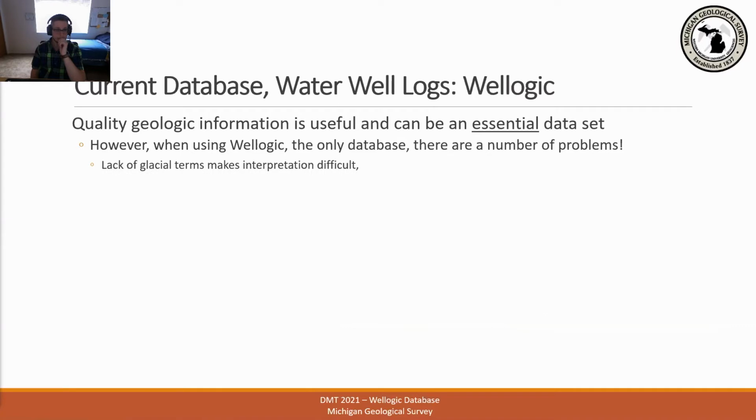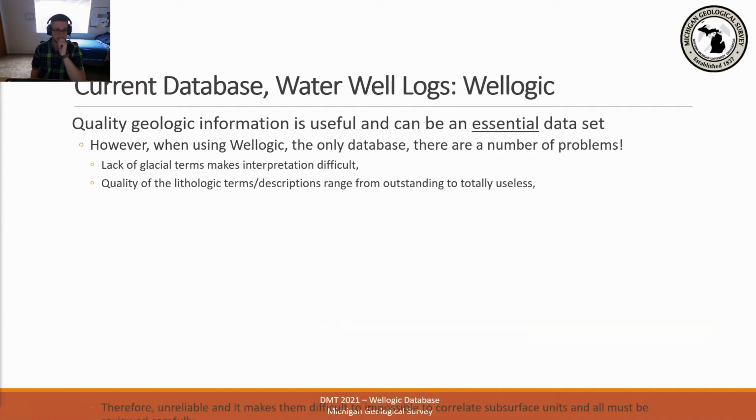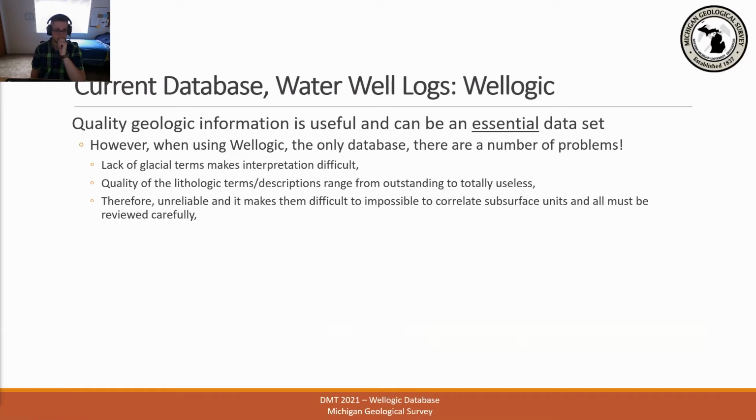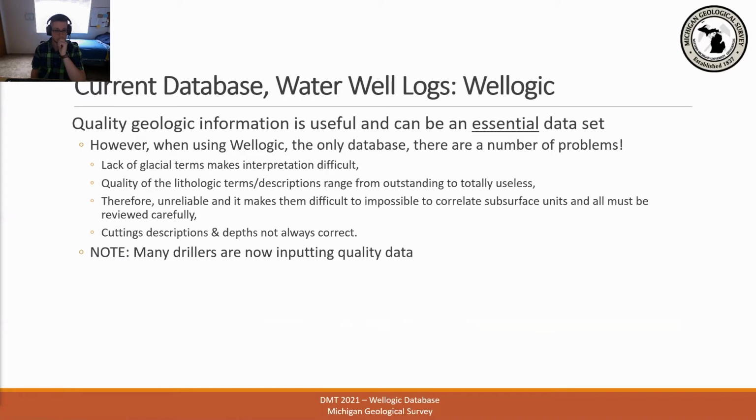First, lack of glacial terms. They took all the data. There were essentially about 5,000 terms the driller had. They honed it down, and these were non-geologists, honed it down to 188 terms. Wow, that's great. The quality of lithologic descriptions runs from outstanding to totally useless. Therefore, it's unreliable, makes it difficult or impossible to correlate the subsurface units, and all must be reviewed carefully. Cuttings descriptions and depth are not always correct. So, no, drillers are not inputting quality data.